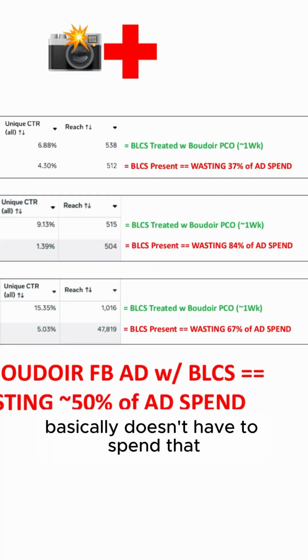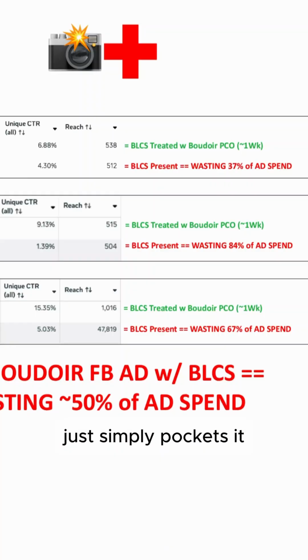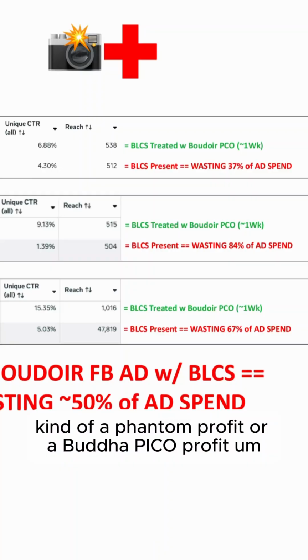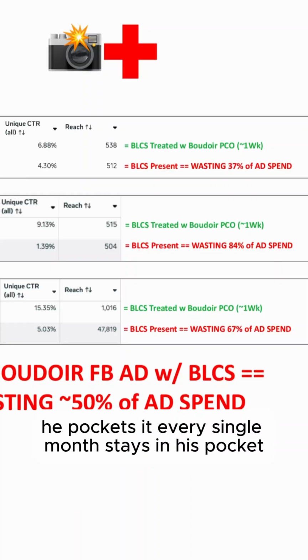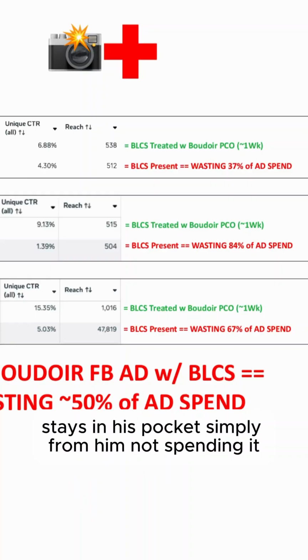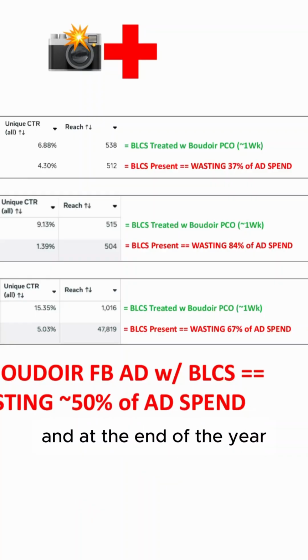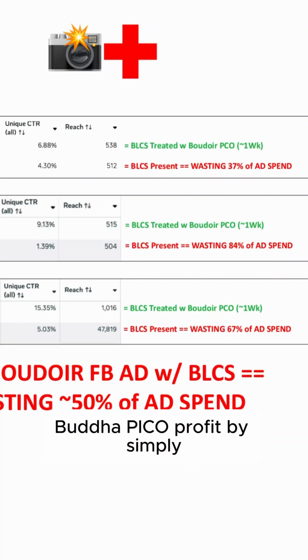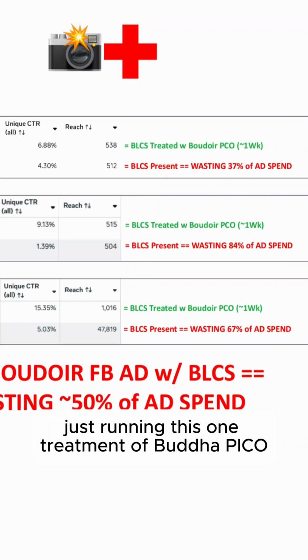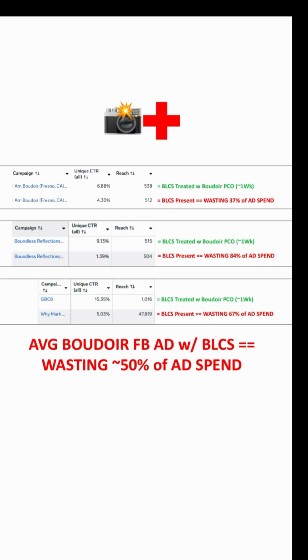He basically doesn't have to spend that, just simply pockets it, kind of a phantom profit or a Boudoir Pico profit. But he no longer has to spend it. He pockets it every single month. Stays in his pocket simply from him not spending it. And at the end of the year, it's like what, 80K bonus, 80K phantom profit, 80K Boudoir Pico profit by simply just running this one treatment of Boudoir Pico.